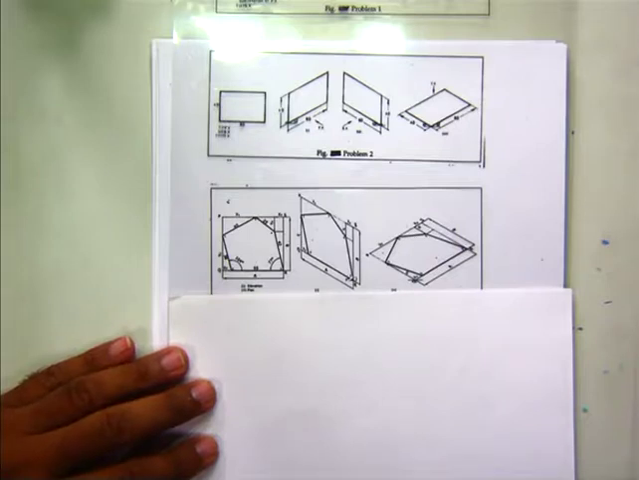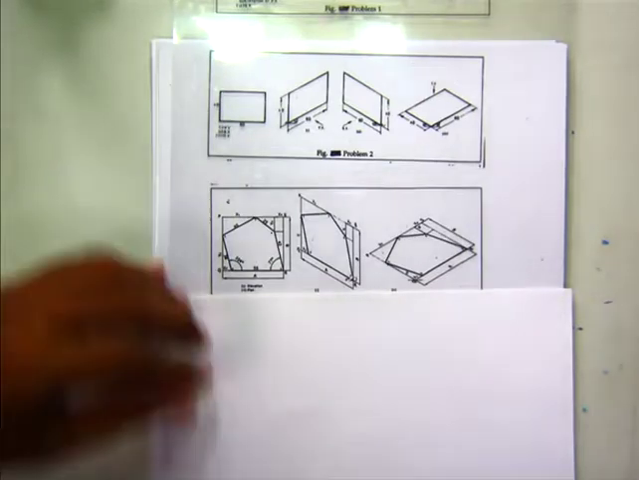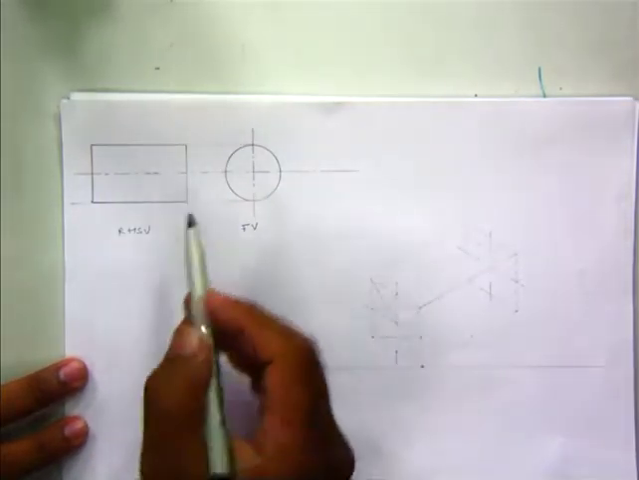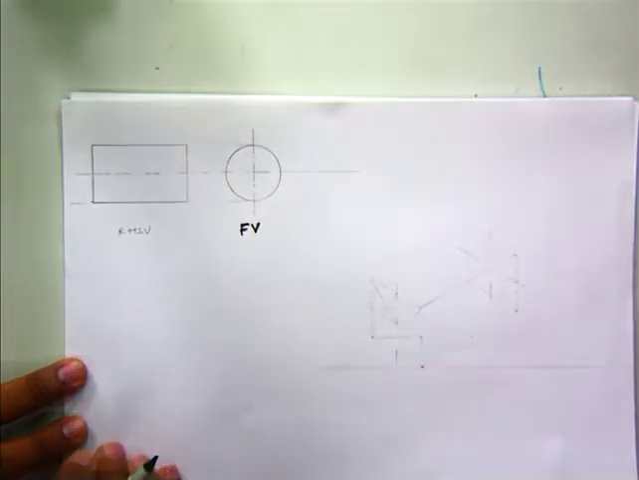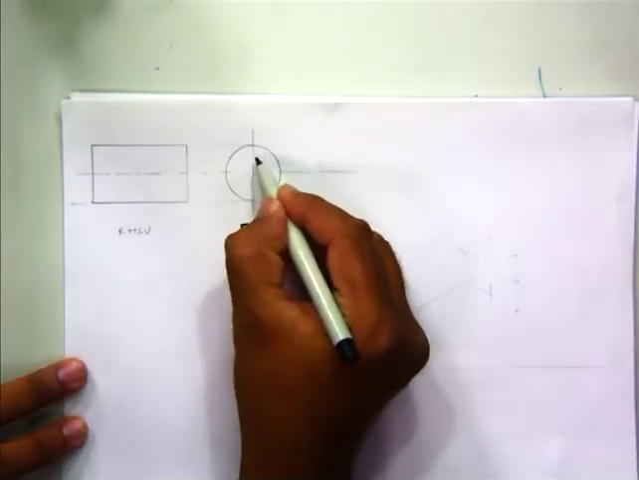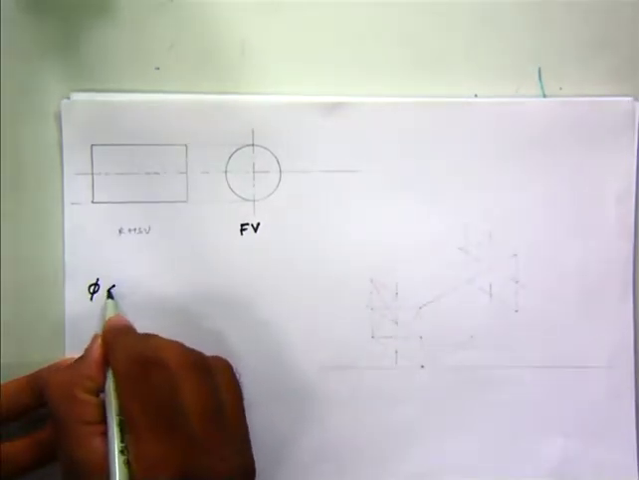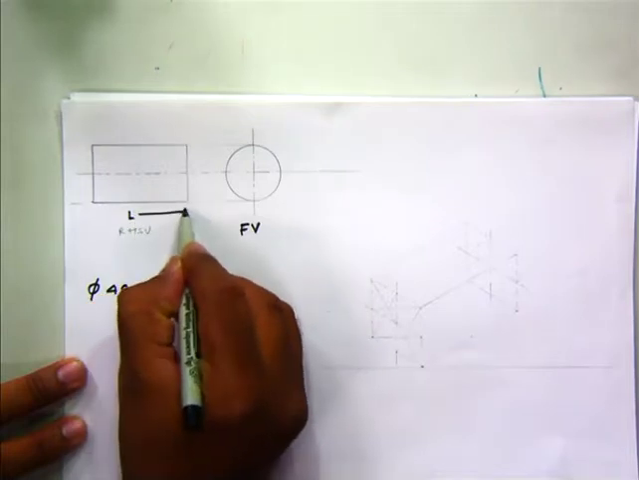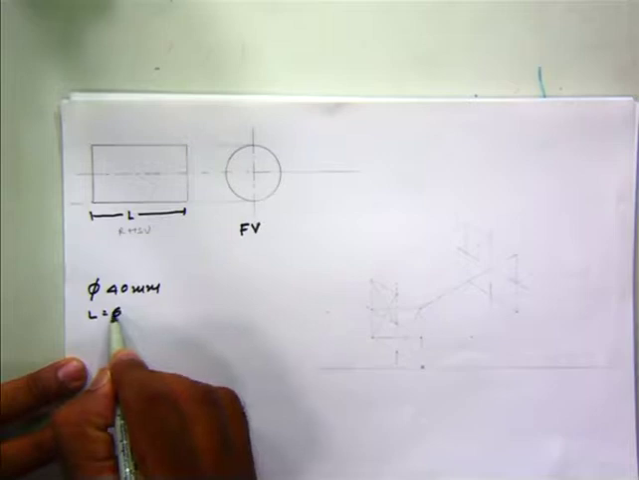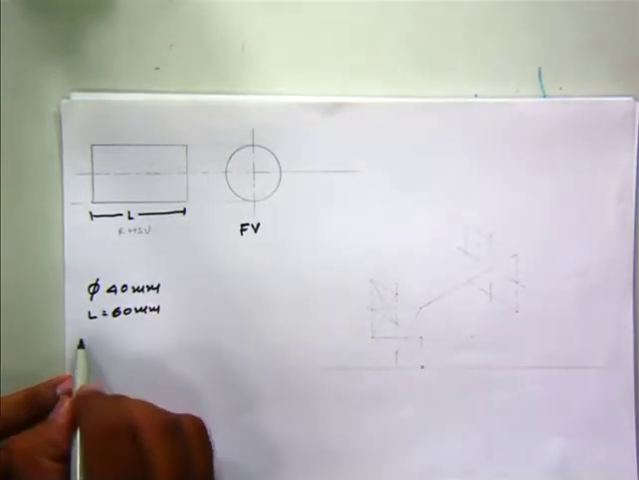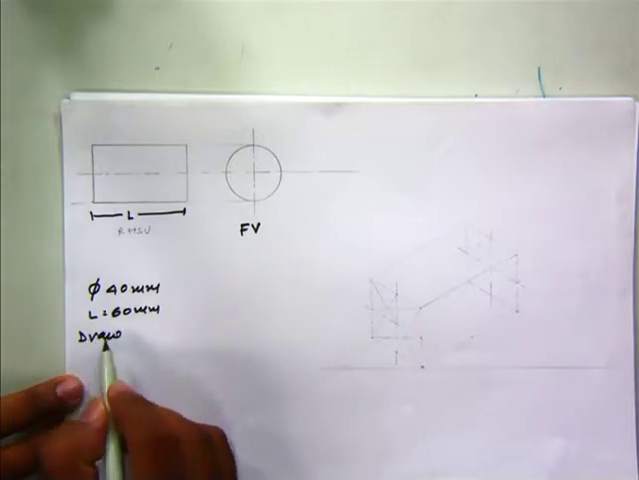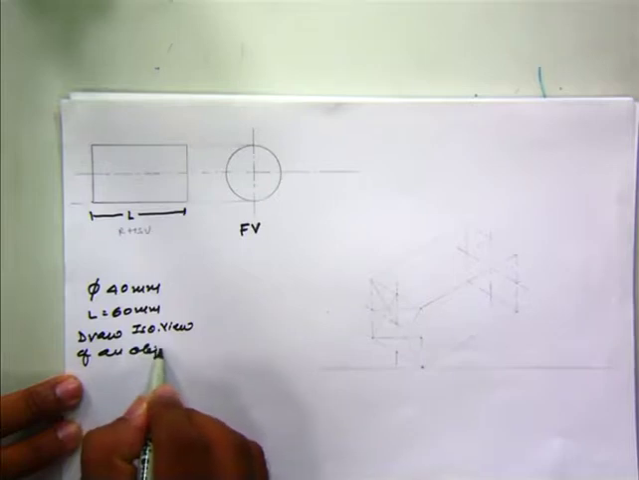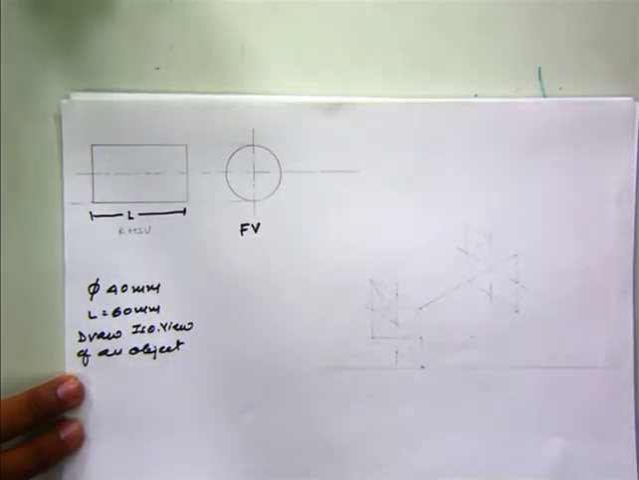Today we will take a very simple exercise of the same isometric. A very simple figure is given. This is the front view of an object. The diameter of the circle is 40 mm, and the length of the object, L, is given as 60 mm. Draw the isometric view of the object.